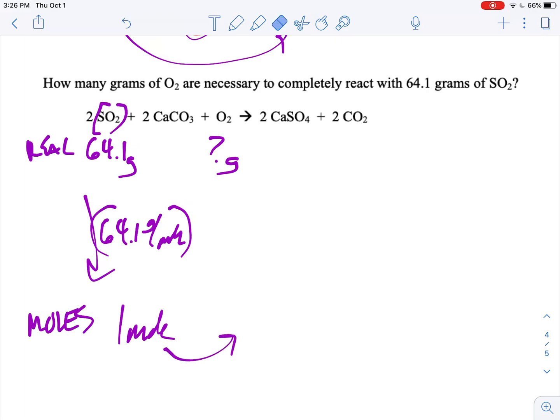Now I've got to move over here to my oxygen. Now I'm going to take that into account because I've got a 2 that I'm starting with, but I'm going to be half as much over here in the oxygen because I only have 1. So I'm going to multiply by where I'm going, 1, divide by where I'm coming from, 2. So I'm going to end up with 0.5 moles of oxygen.